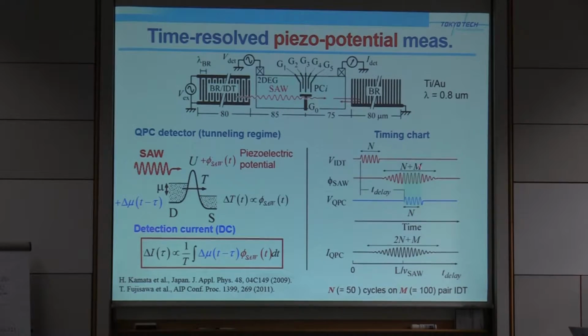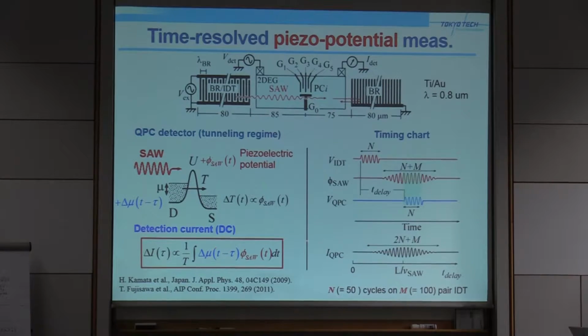So this demodulates the surface acoustic wave. We expect a DC current proportional to the time integral of this applied demodulating bias voltage and the piezoelectric potential, which modulate the conductance of the quantum point contact. So in this way, you can translate the piezoelectric potential to the DC current.